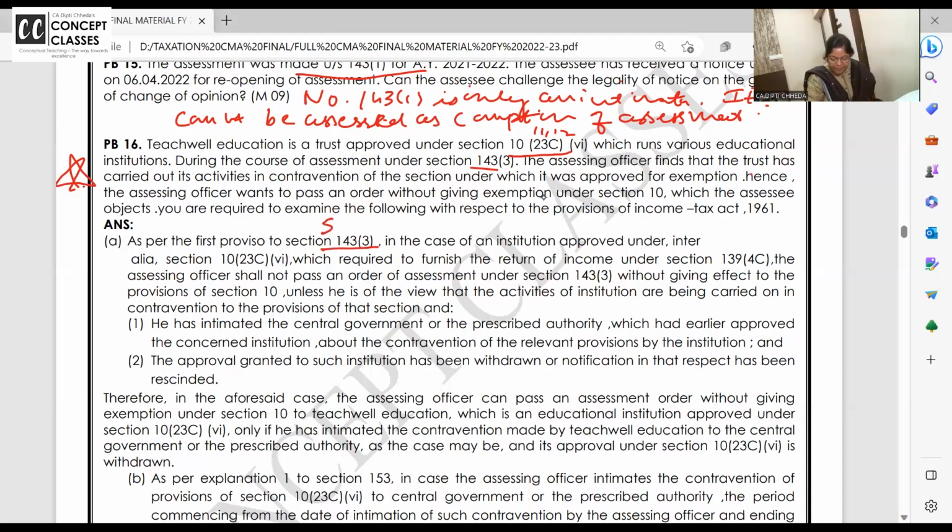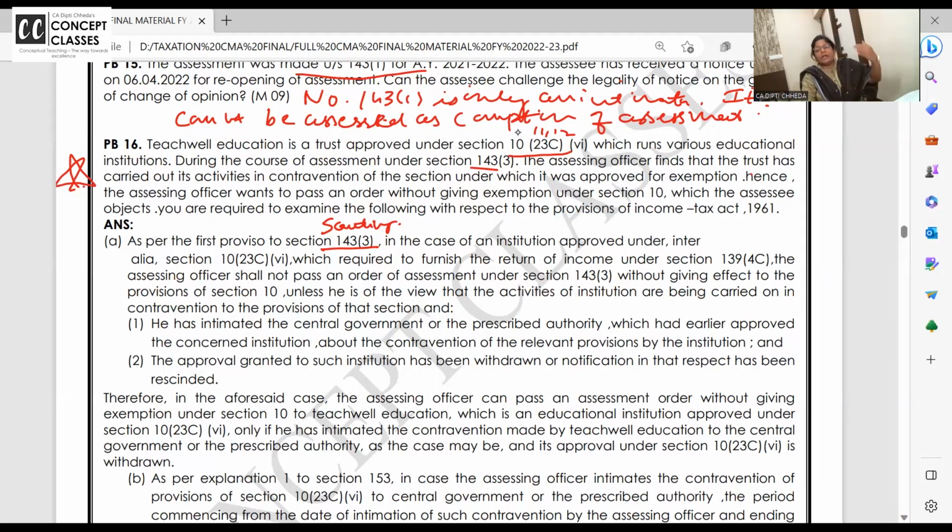Scrutiny. Very good, very good. Thank you for the response. 143 is scrutiny assessment. So while scrutiny assessment, the AO finds that trust is carrying out activities.